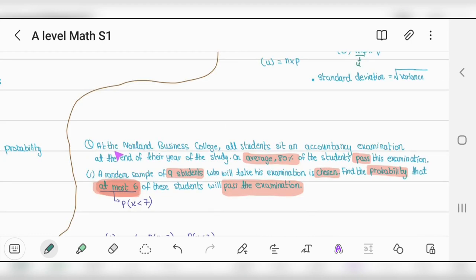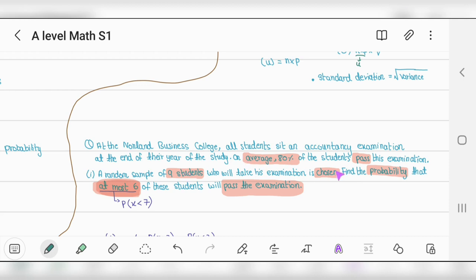We have this question, and the question is: at the Nonland Business College, all students sit an accountancy examination at the end of their year of study. On average, 80% of the students pass this examination. Okay, the question is: a random sample of 9 students who will take this examination is chosen. Find the probability that at most 6 of these students will pass the examination. Okay, so the probability is 80%. The probability of success, which means the student passes the examination, is 0.8. Okay, and not passing the examination is 0.2.